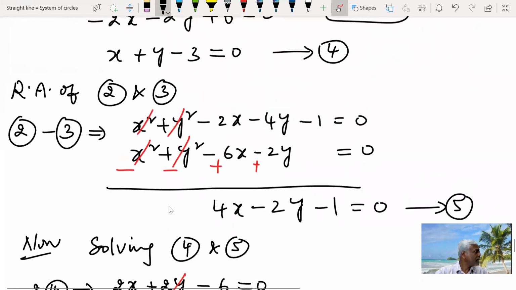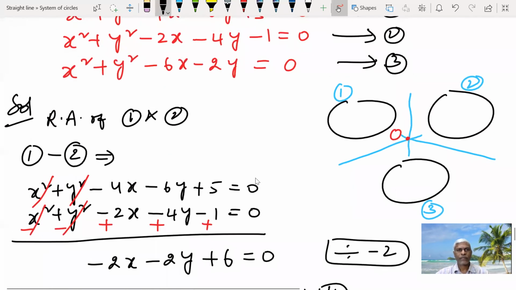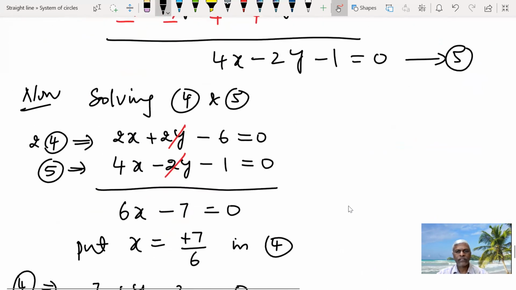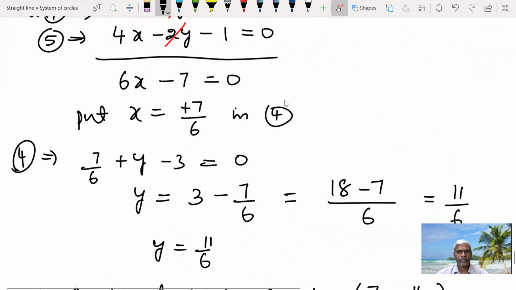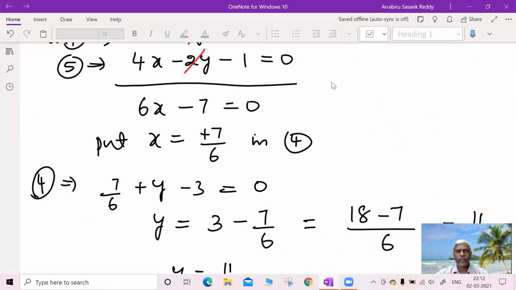For radical axis, we need to find any 2 radical axes, and solving them will give us radical center. So thank you for watching this video.